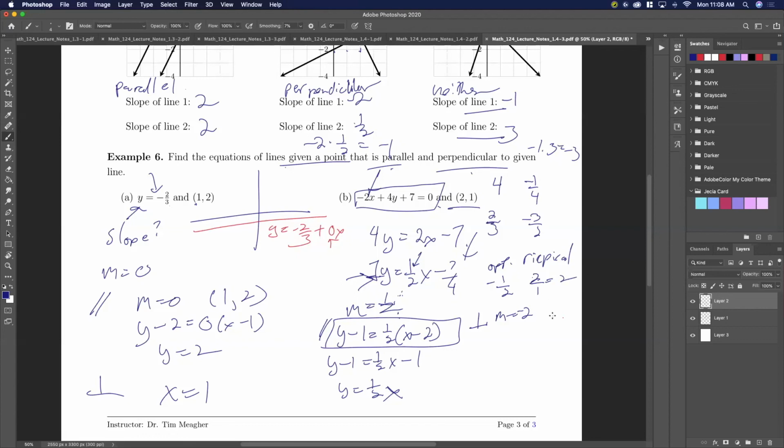All right, now that we have this slope, we plug it into the same point here. And so I'll have y minus 1 equals minus 2 times (x minus 2). Here I'll get y minus 1 equals minus 2x plus 4. Then we're going to add 1 to both sides, and I'll get y equals minus 2x plus 5. Okay, so this is my parallel line. This is my perpendicular line.